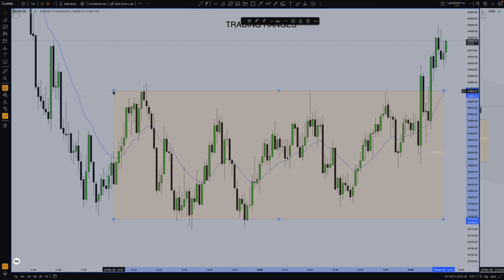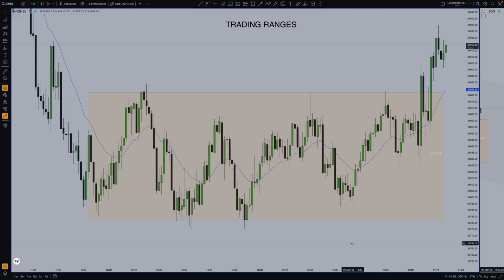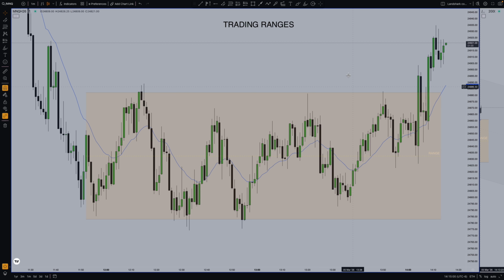Are we going to break out? Of course, obviously. We have to break out. Price has to move in one direction or the other. But most of the time, the breakout will fail. So let's look at how many times this range failed to break out. Put in a low, okay?